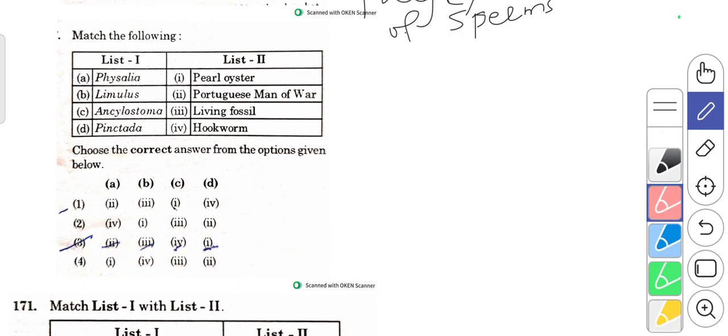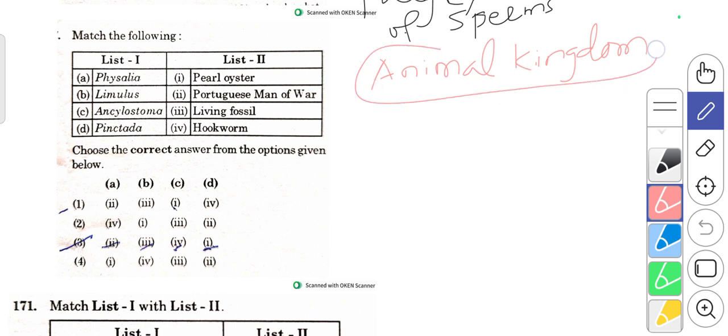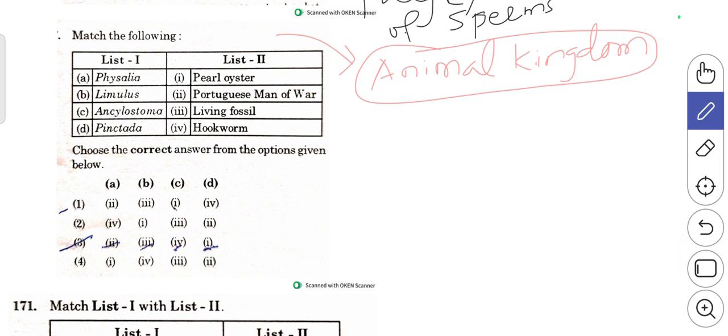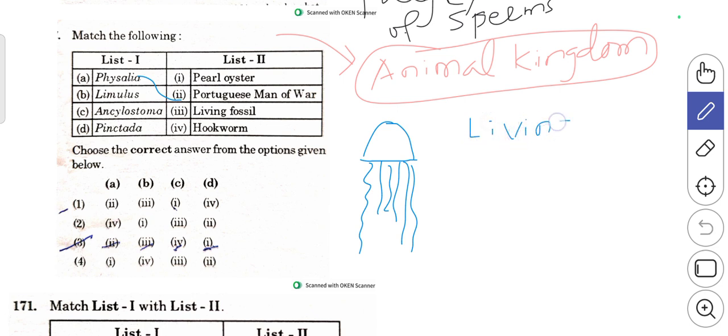So next question, again it is from Animal Kingdom. In this Animal Kingdom, Physalia, as you all know, is somewhat a kind of cnidarian, that is Physalia, the Portuguese man of war. Then Limulus, it is called a living fossil.